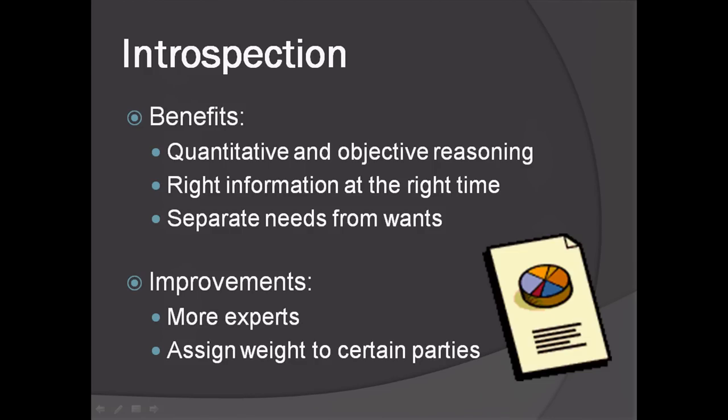I believe the method also has room for improvement. We could use multiple experts for more objectivity. We could also assign weights to certain experts or the decision maker. For example, when making personal decisions, the input of the decision maker might get a higher weight, but for occupational decisions, the expert might carry a larger weight.